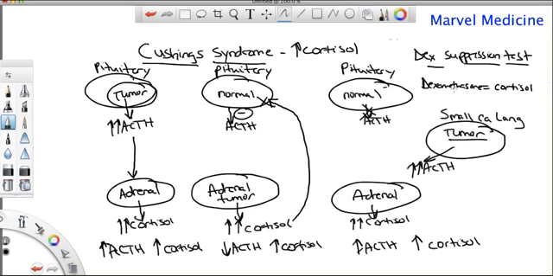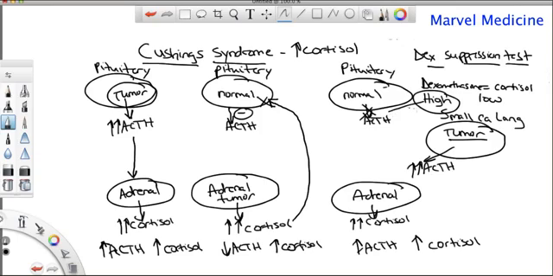Now, how does this test work? What you do is you give a low dose and a high dose. Now what happens normally is if I gave a normal person high dose dexamethasone, this high amount of dexamethasone would go to the pituitary and inhibit the release of ACTH. It would just be negative feedback. Your pituitary gland would think, hey, there's way too much cortisol or dexamethasone here. I need to stop producing ACTH. It'll stop. So there will be really low ACTH.